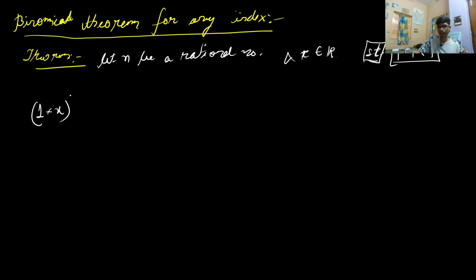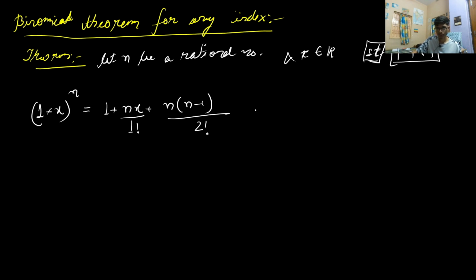And in this particular problem statement, we can write the expansion of this particular term (1 plus x) whole raised to the power n, for n a rational number and x a real number such that the modulus of x is less than 1. Then we can write the expansion of (1 plus x)^n is equal to 1 plus nx plus n into (n minus 1) divided by 2 factorial.